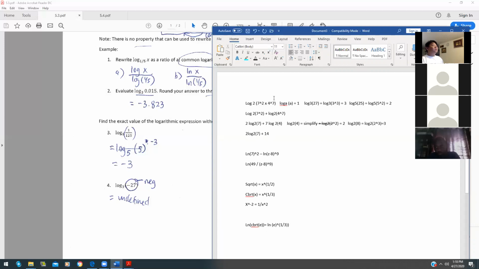And what happens to my ln and my e? They will cancel. So your answer in this case is what? Just 1/3. That's your answer. Okay. So if you have ln cube root of e, your answer is 1/3.